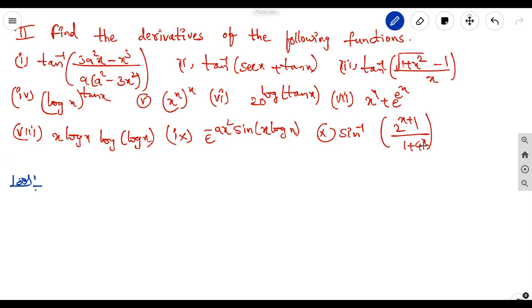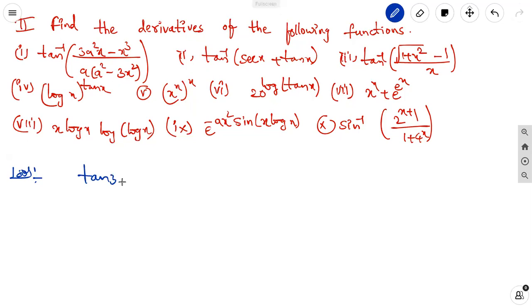Exercise 9, second bit. Find the derivatives of the following functions. First question, tan inverse of 3a square x minus x cube by a into a square minus 3x square. Observe this problem: it is in the form of tan 3 theta. So you can recall the tan 3 theta formula.